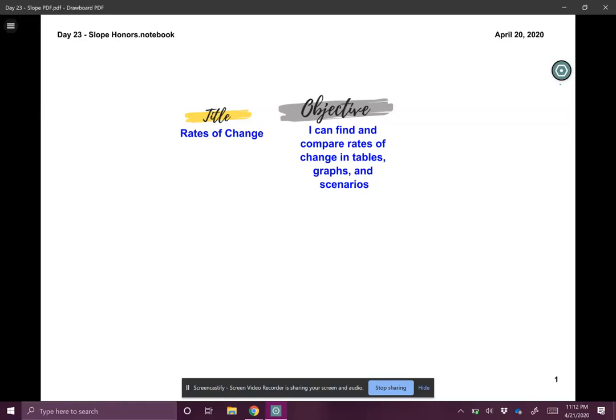This lesson is over rates of change. Our objective today is: I can find and compare rates of change in tables, graphs, and scenarios, and we're going to look at this in linear, quadratic, and exponential situations.